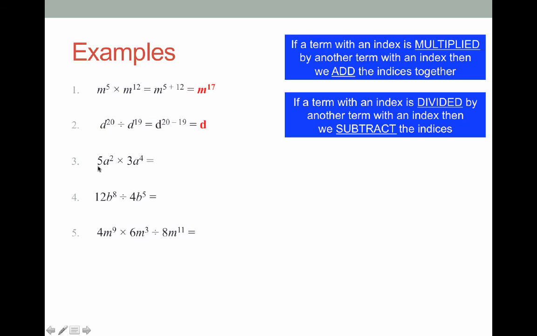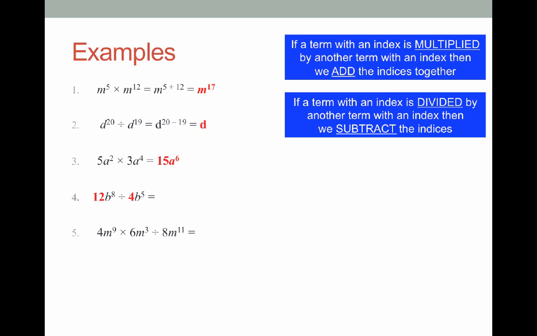That is, there are numbers in front of our powers. So what we do with these coefficients is we start off by multiplying them together. So 5 times 3 is going to give us 15. That's the start of our answer. Then what we're going to do is multiply the letters. a squared times a to the power of 4 is a to the power of 6. I add the powers together. So that's the answer for number 3.